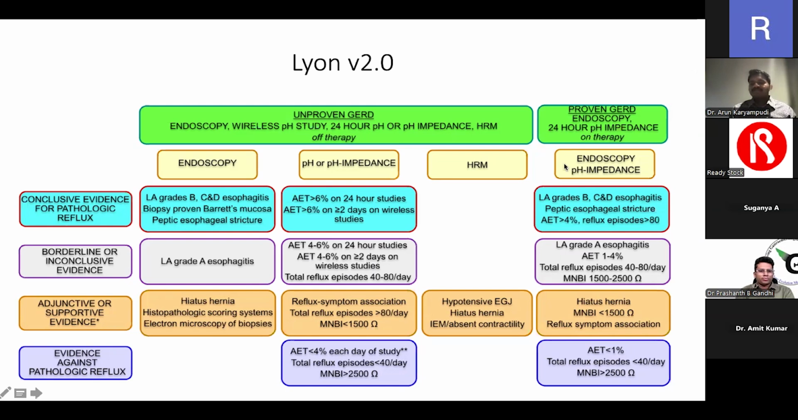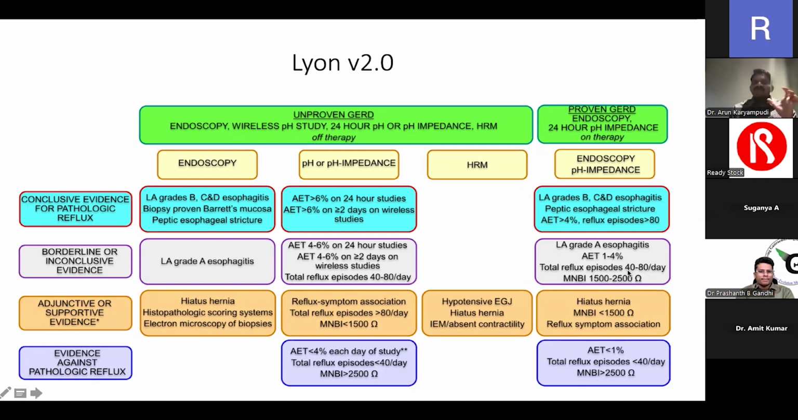So when a patient is on therapy, you do a pH, and when you find acid exposure time of more than 4% or reflux rates of more than 80, then it means the patient is continuing to have acid reflux despite the patient being on therapy.